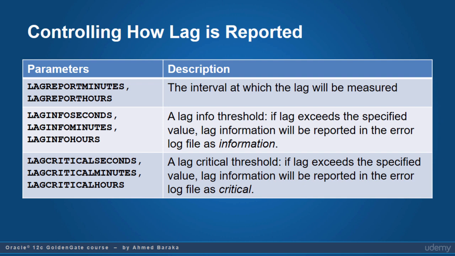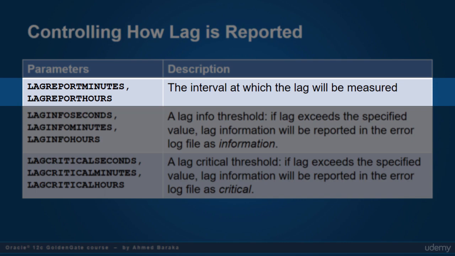This table is a list of the parameters that you can use to control how the lag is reported in Oracle GoldenGate. The first two parameters are used to define the interval at which the lag would be measured, either in minutes or hours.